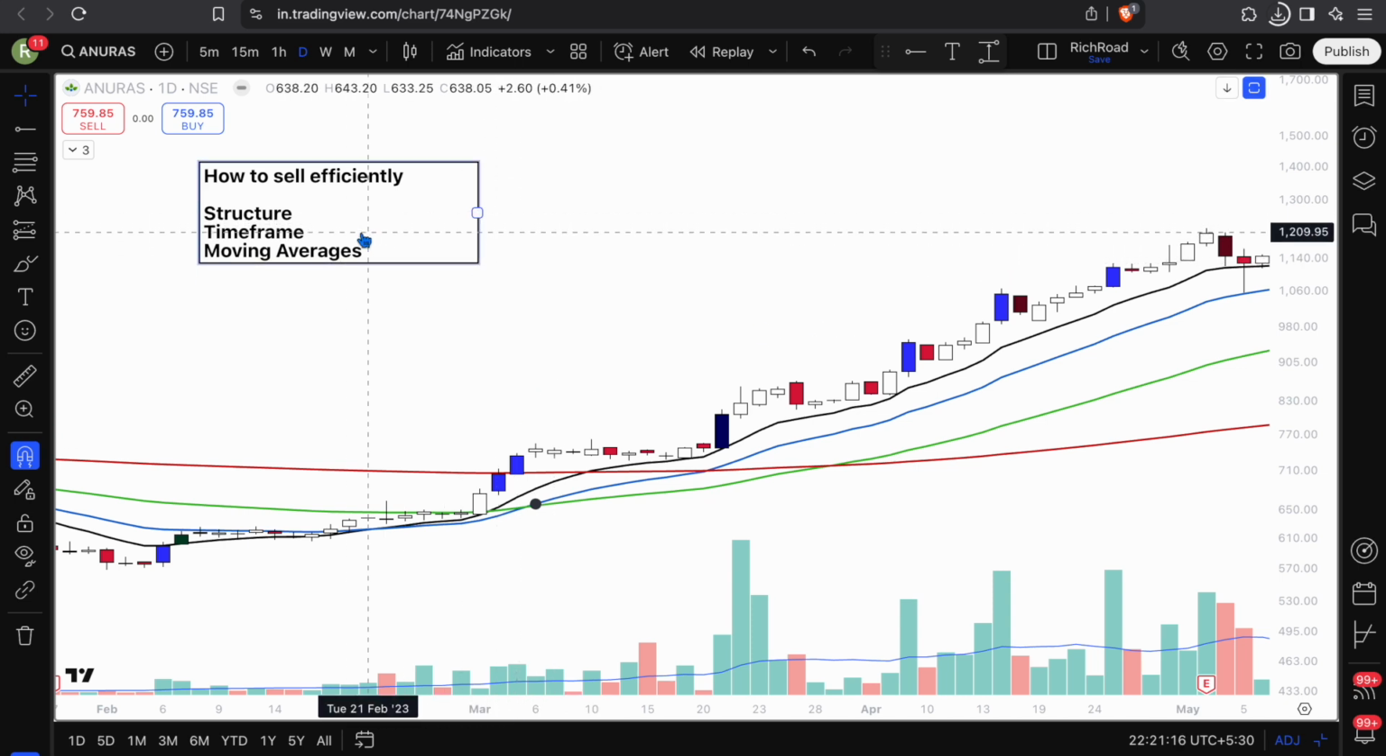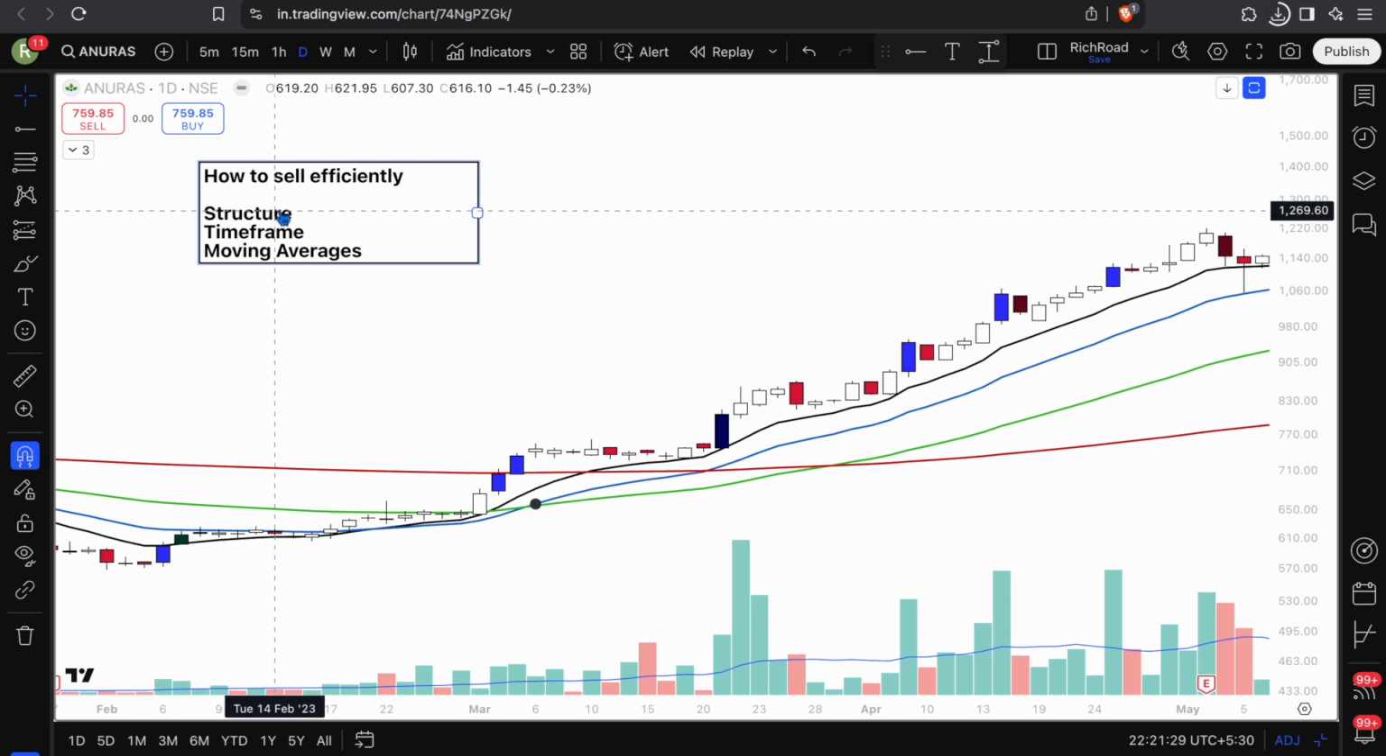So let's see. First thing, we have three things over here. The first is structure, the second is time frame, the third is moving averages. Now, what we will do is learn all these things individually. Structures we'll use about the trends. Then we'll talk about time frames. Then we'll talk about moving averages.